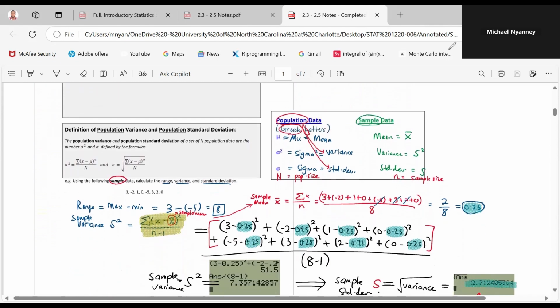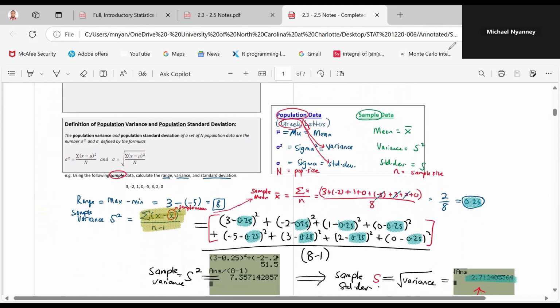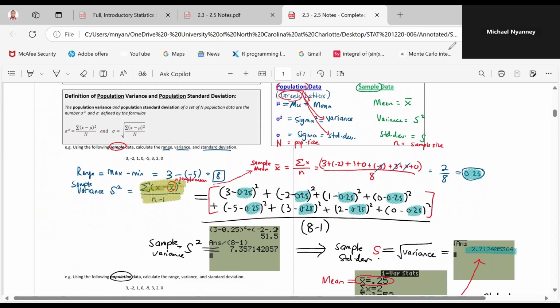Okay, so we have some examples for us to work through. We have a box here with population data and sample data, and we have the letters that we've been using and their meanings, to explain what we've been using before. We have sample data, and we have to calculate the range, the variance, and the standard deviation. So we are going to apply the formulas that we've learned to this data set.